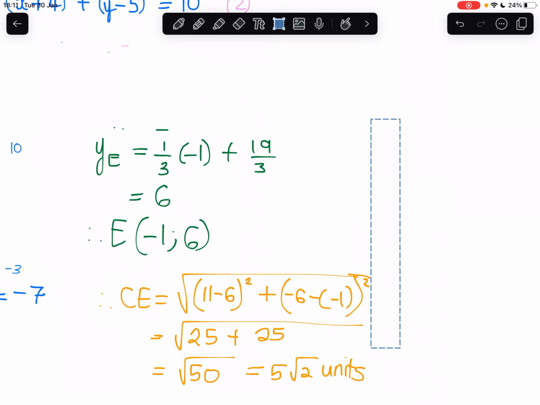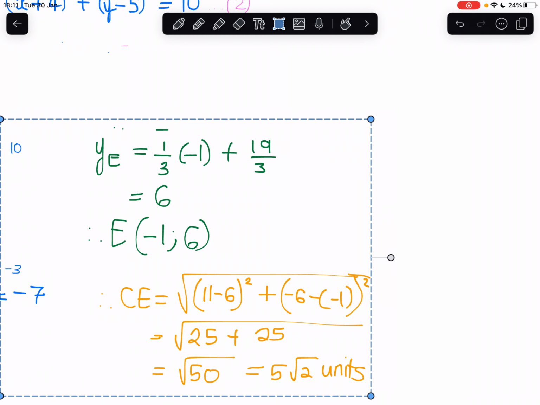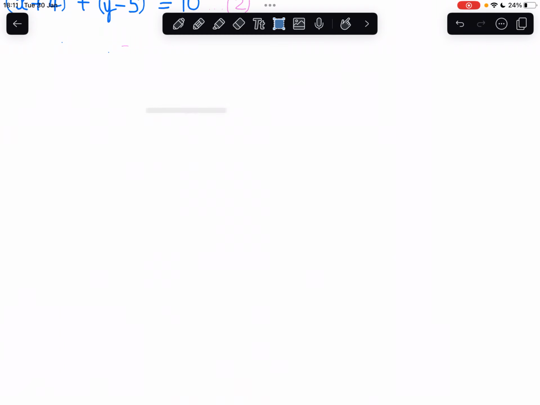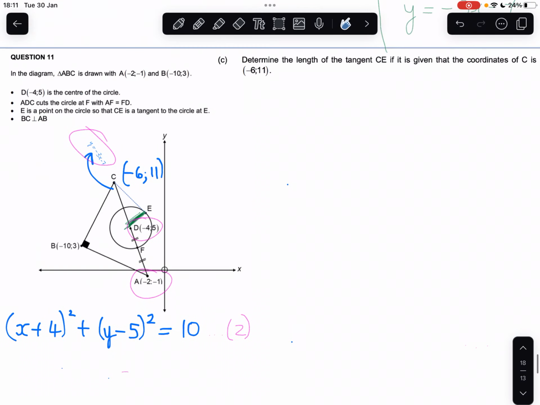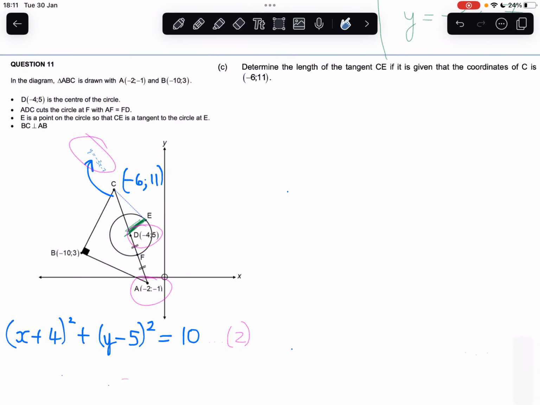Oh, that's the thing I wanted. The menu. Okay. Wow. Back to square one. Determine the length of the tangent CE if it is given that the coordinates of C is -6 and 11.